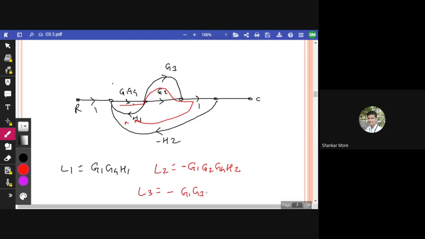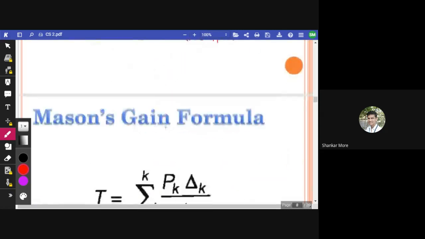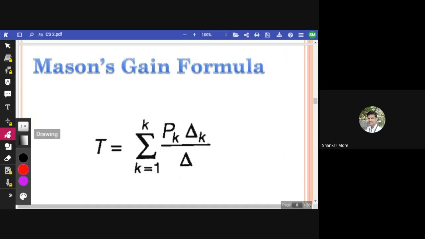into G3, into G4, into H2, so this is L3. So these are the three loops, okay? Is there any loop except these three? No, I guess there is no other loop, only these three loops. And how many non-touching loops are there? No non-touching loop is there, all the loops are touching each other. Okay, so this was the practice.